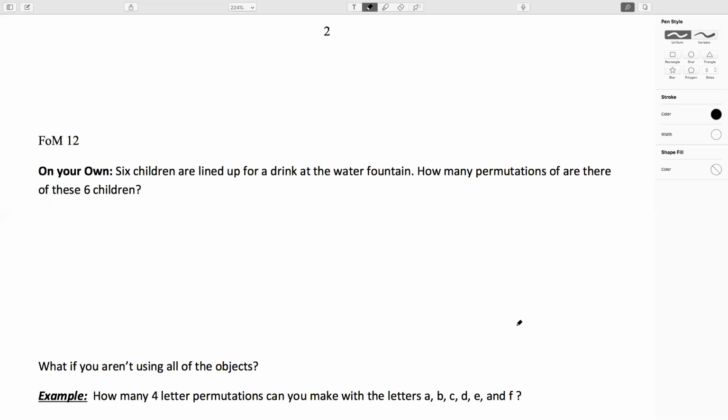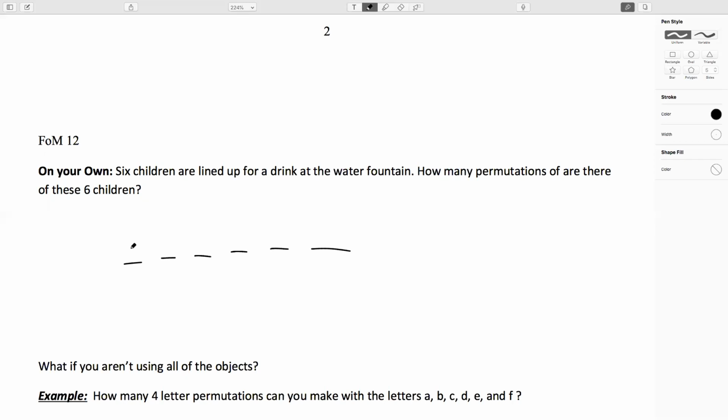So we've got 6 children lined up for a drink at the water fountain. There's 6 spots in line. We could draw a diagram, I suppose, but I think you can imagine this scenario. There's 6 kids in line. And technically, we could swap the order out. So there's 1, 2, 3, 4, 5, 6 choices, essentially. Who's first, who's second, who's third, who's fourth, who's fifth, and who's sixth. How many permutations of the 6 kids are there?